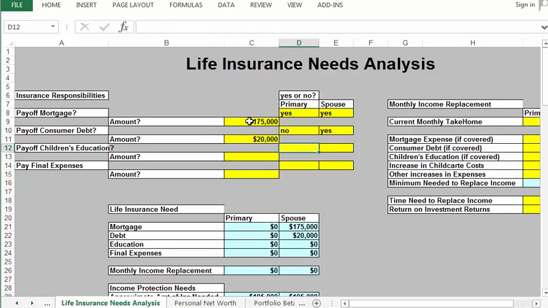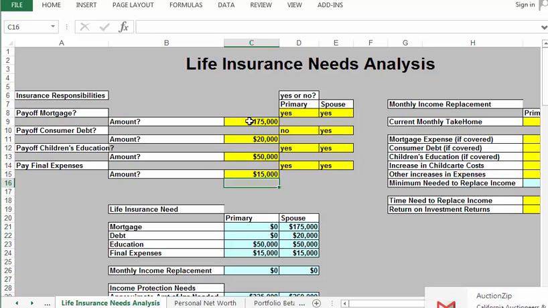Would you like to have funds to pay for the kids' education? Both say yes. Well, how much do you think that's going to cost? Let's say we're going to need $50,000 for that. What about final expenses? Yes, let's include that. Let's say we're going to need roughly $15,000 to cover final expenses. Well, there's two of them, so let's say $20,000 is what we're going to need.